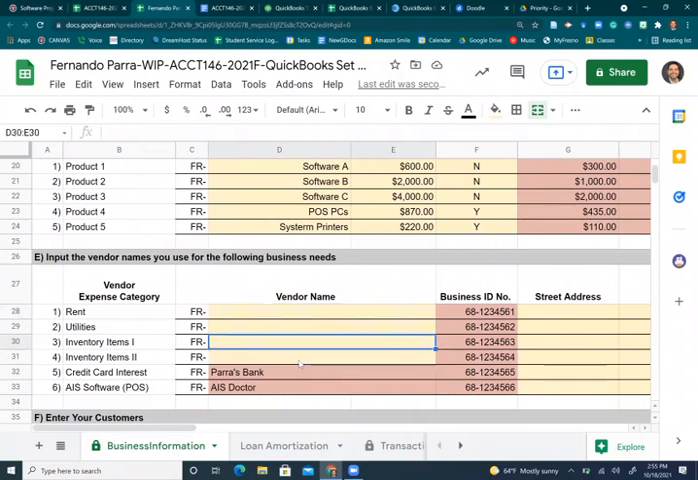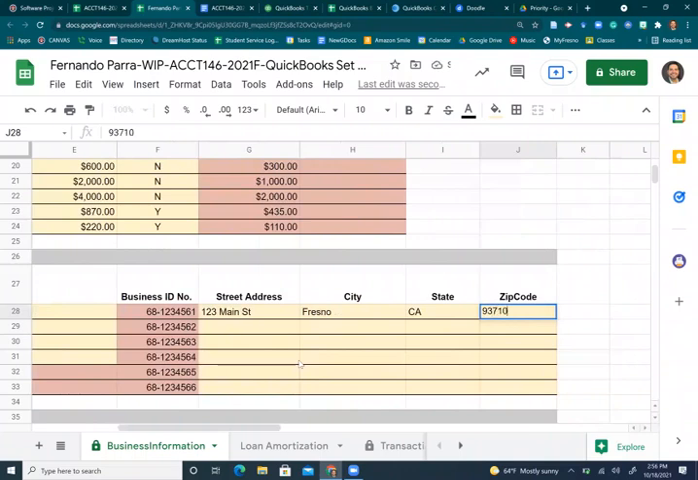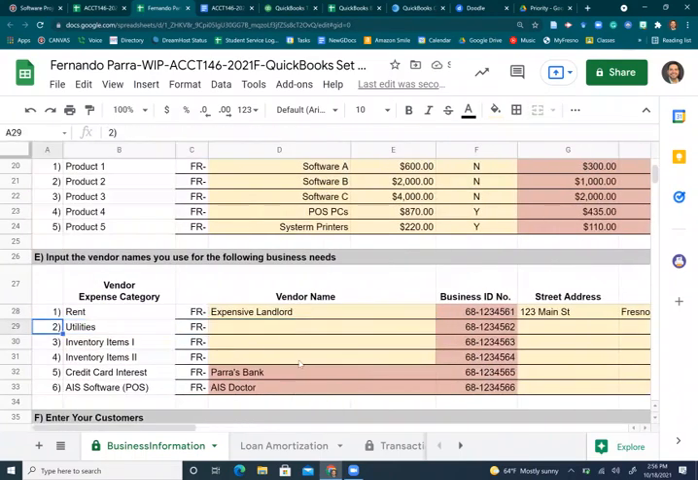Inventory items. What do you buy your inventory items for? Think about the products that you sell and who you buy them from. In my case, I'm going to say I pay rent to the landlord, expensive landlord, who is on 123 Main Street in Fresno, California, 937. The local. Utilities.